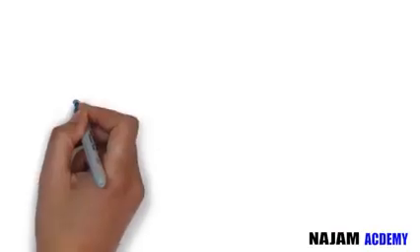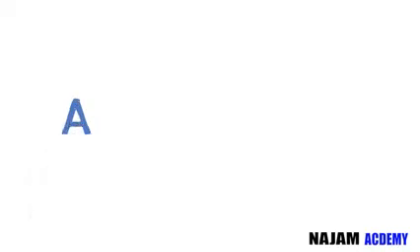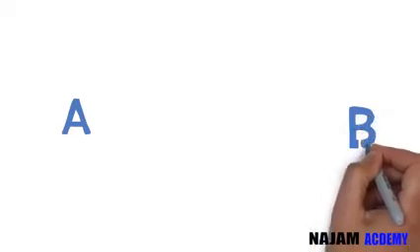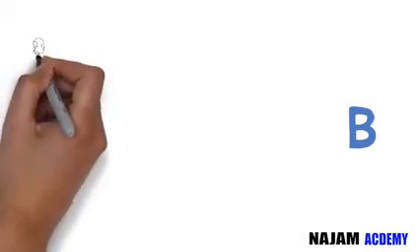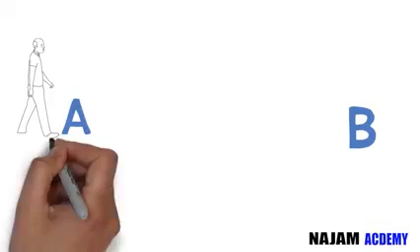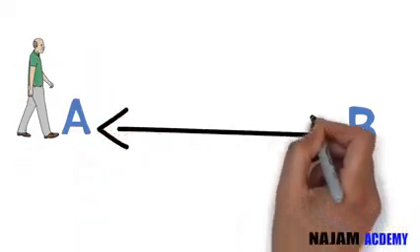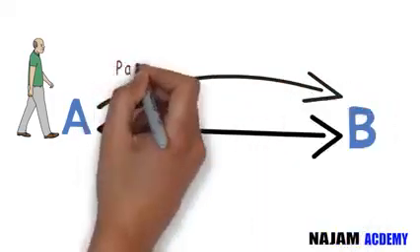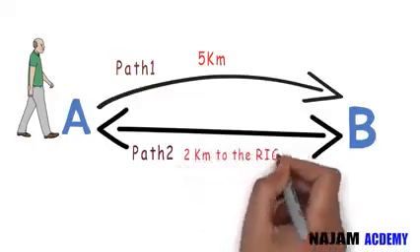Now before telling you about the speed and velocity, let me tell you about distance and displacement. Let's consider I have two points A and B. Peter is standing at A. And let's consider we have two paths, path 1 and path 2. Let path 1 be 5 kilometers and path 2 be 12 kilometers to the right.